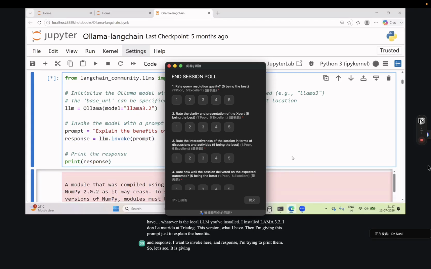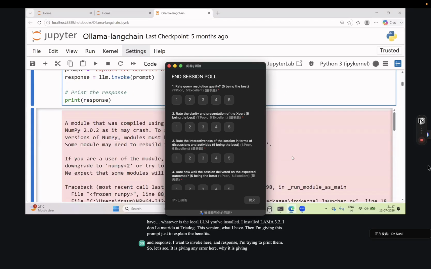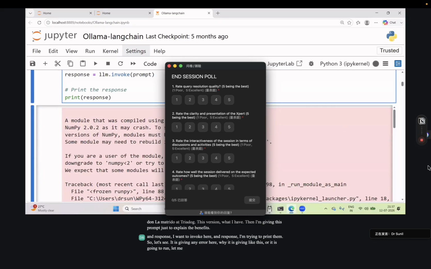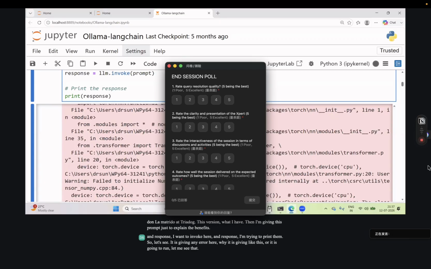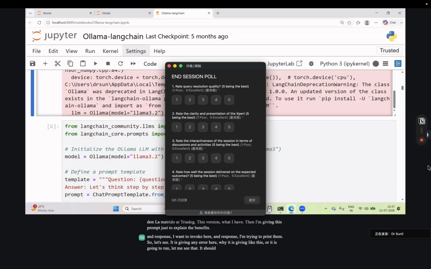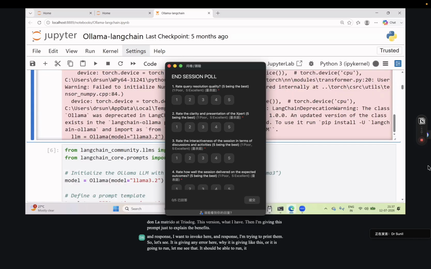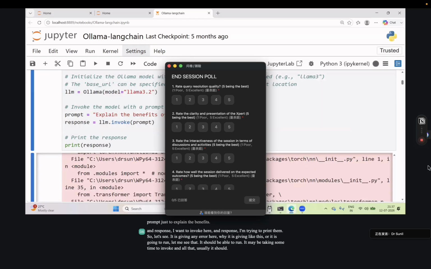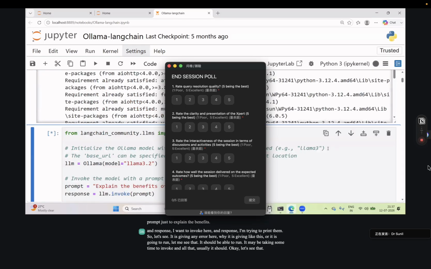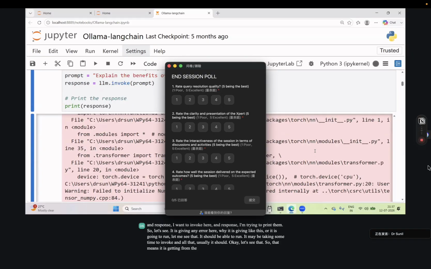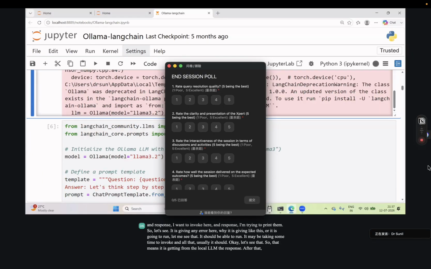Is it giving any error here, or is it going to run? Let me see that. It should be able to run. It may be taking some time to invoke. Usually it should. Okay, let's see that. So that means it is getting the response from the local LLM. While it is running, I'll show it to you.